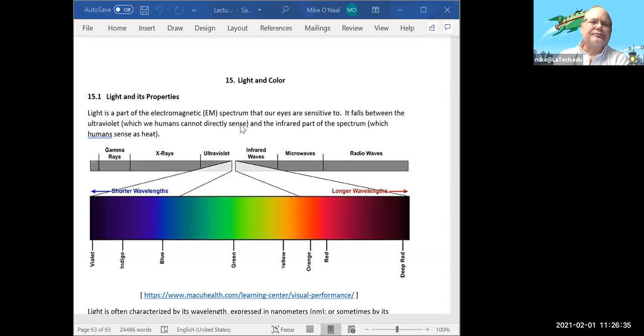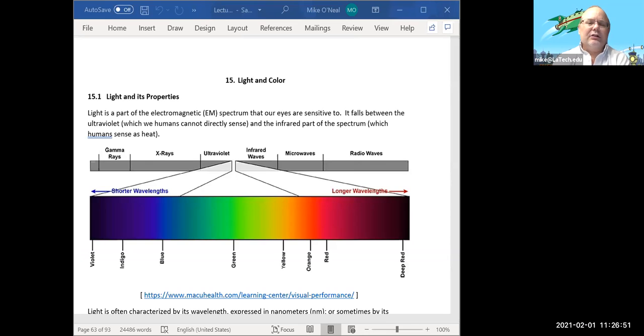To understand it in any depth, you really need to understand what is light, what is color, and how do humans detect these things, what sort of sensations it causes. So let's get started by sharing the notes here. We're starting in chapter 15, which is called Light and Color.